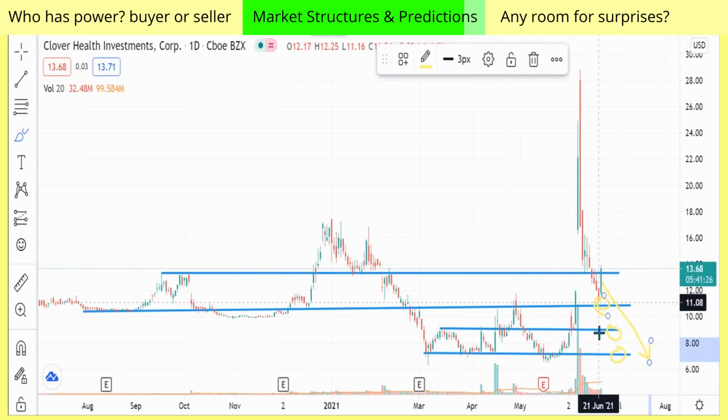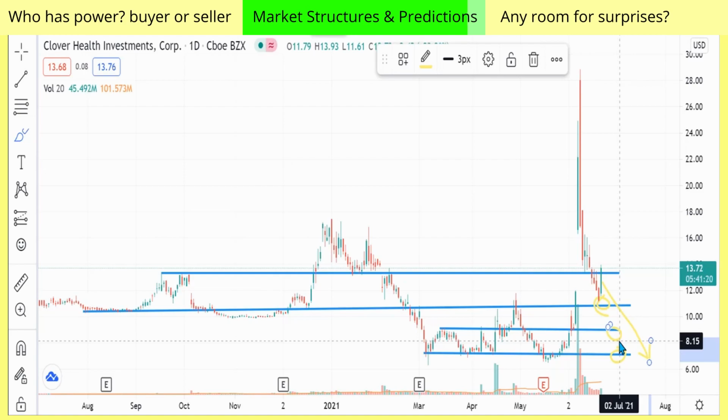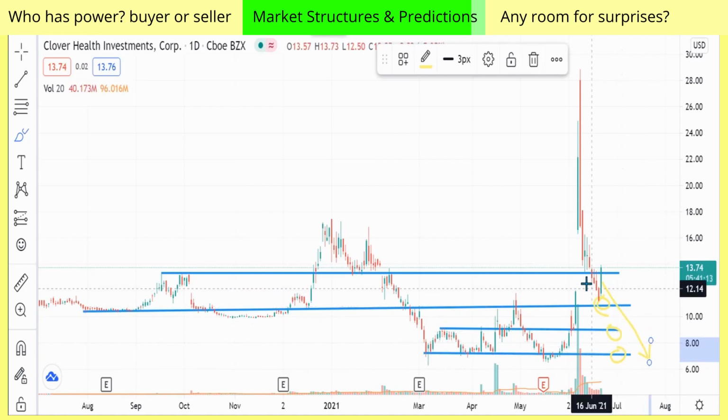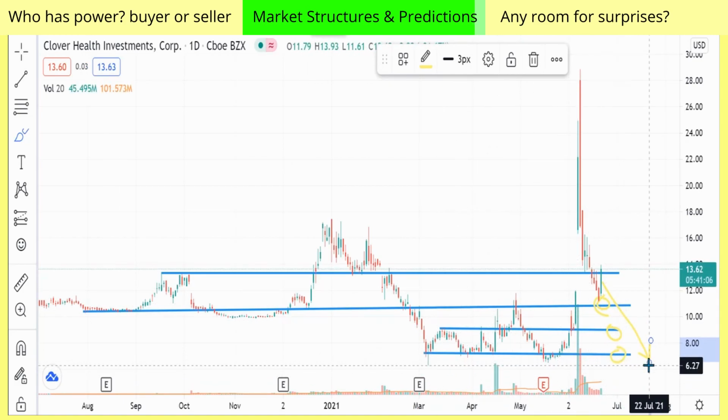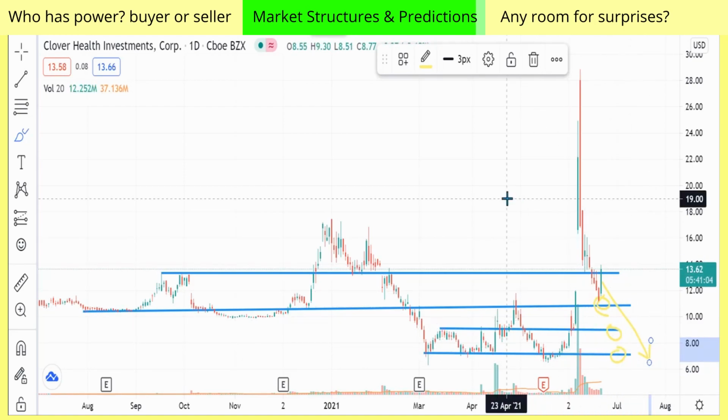So these are the market structures we have here. Why are these market structures important? Because they act as points where a potential reversal may happen. If it falls to every market structure, then it's going to reach our target, which we mentioned in the previous part of the analysis. In the next part, I'm going to talk about whether there is any room for surprises. Yes, there actually is. So just stay tuned and watch for the next one.